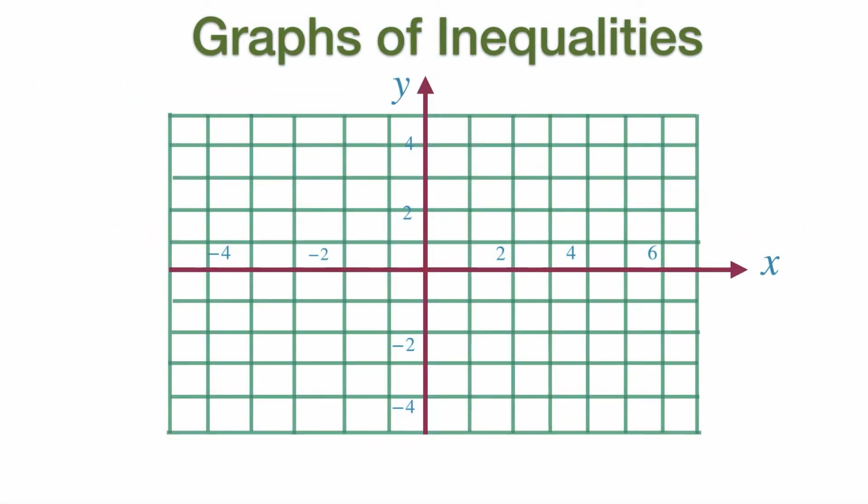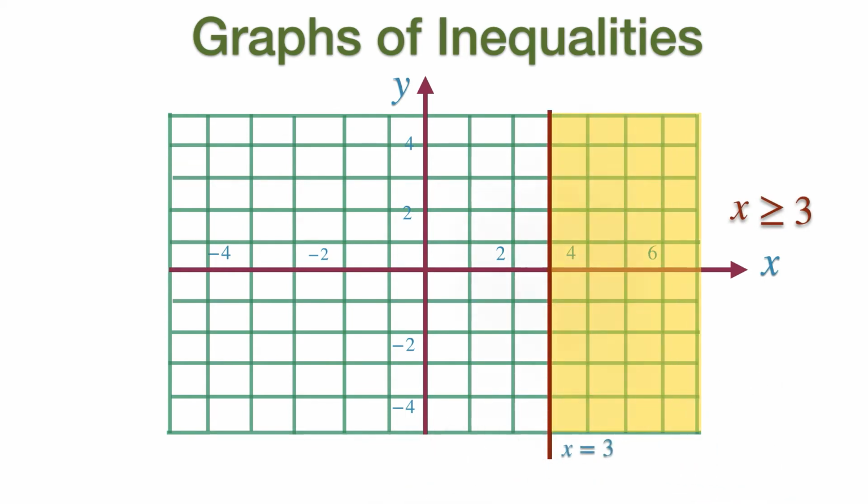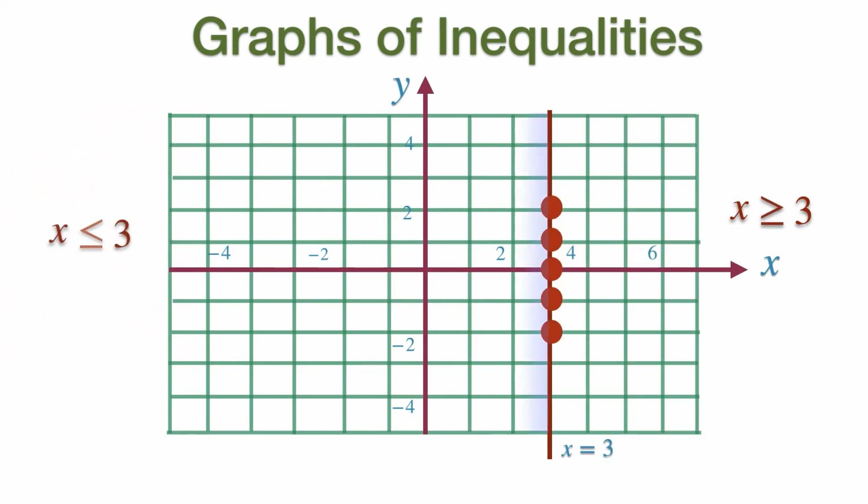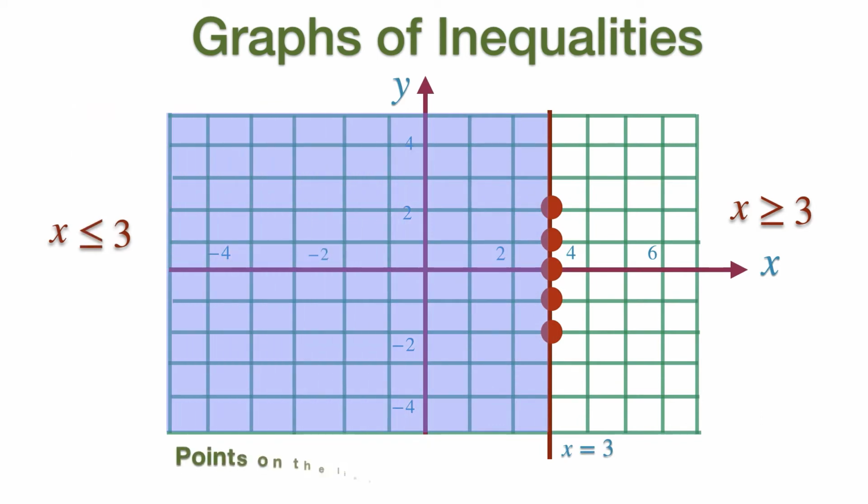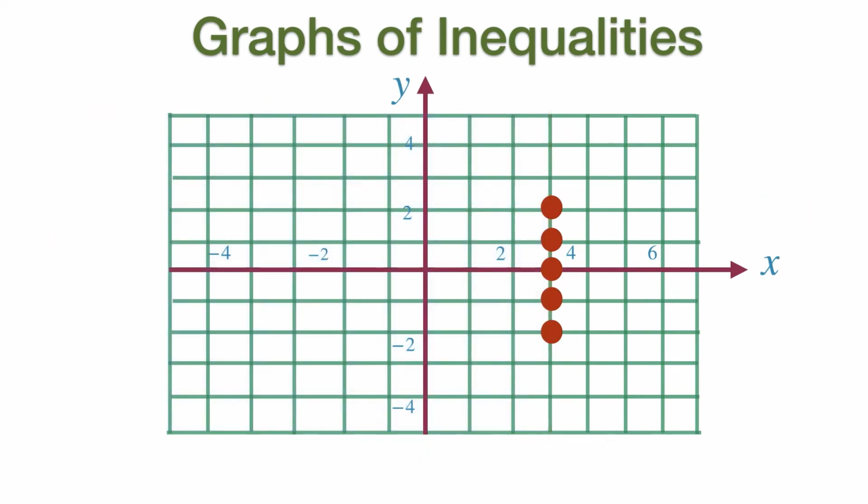If you want to show the region that x is bigger than or equal to 3, then this refers to the area to the right of the line, and a solid line is used to show that points on the line are also included. Likewise, x less than or equal to 3 refers to the area to the left side of the line, and it also includes the points on the line.